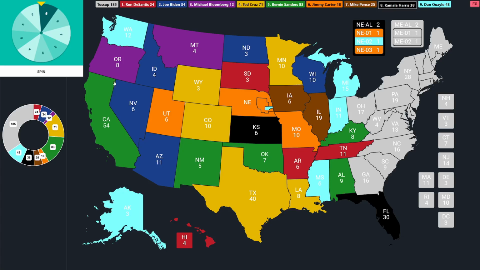Let's head up north. It's Georgia. We've got Jimmy Carter's home state. Let's do the spin.